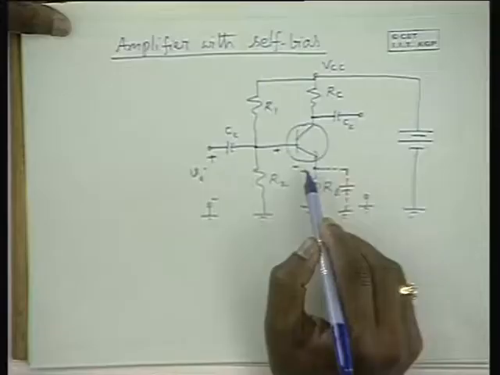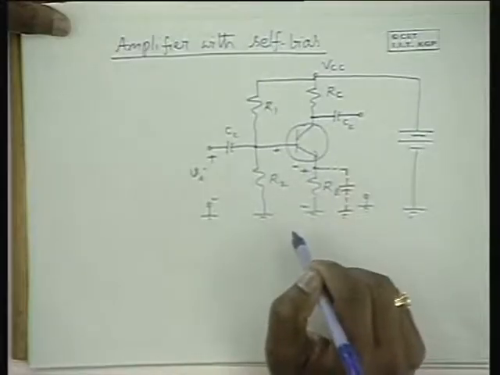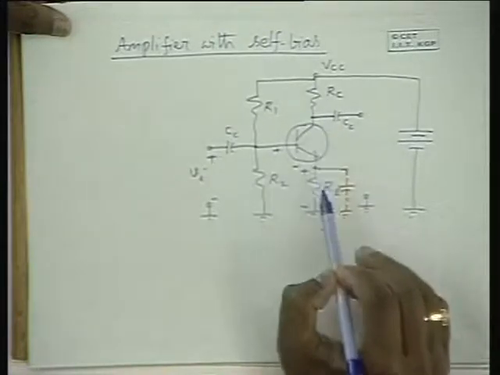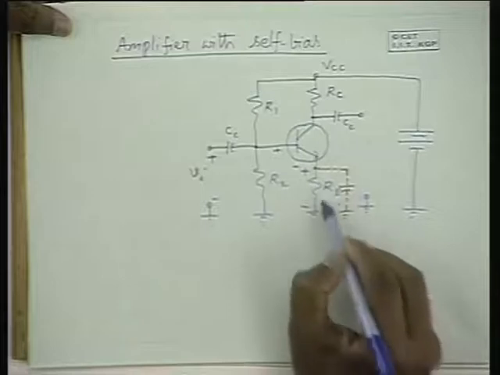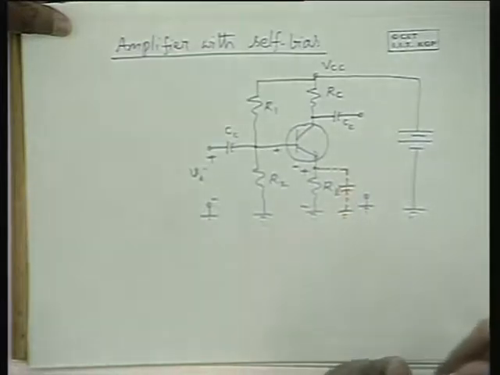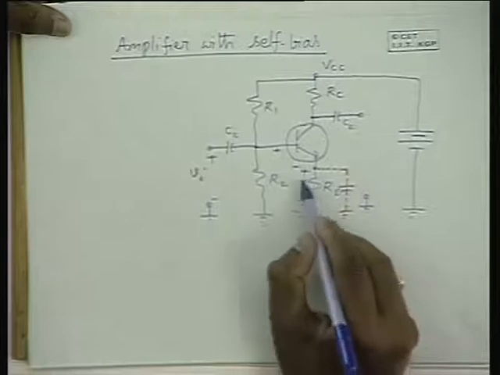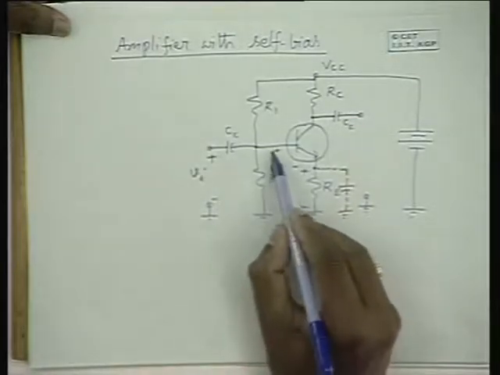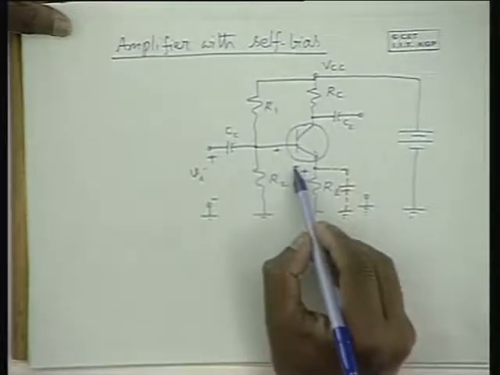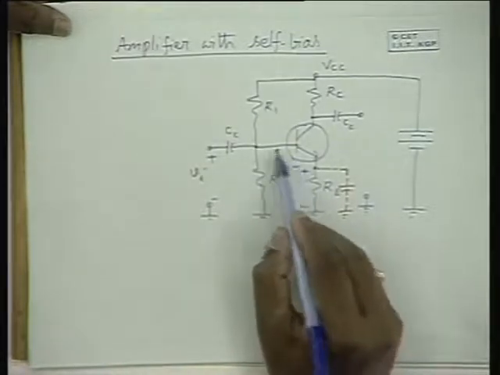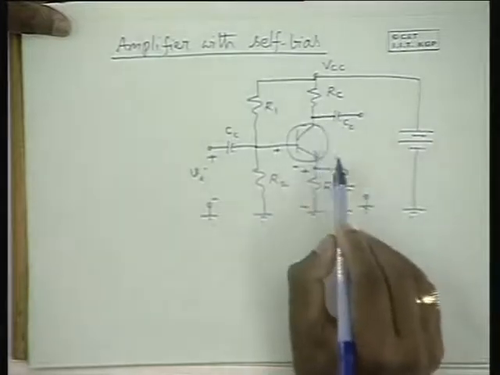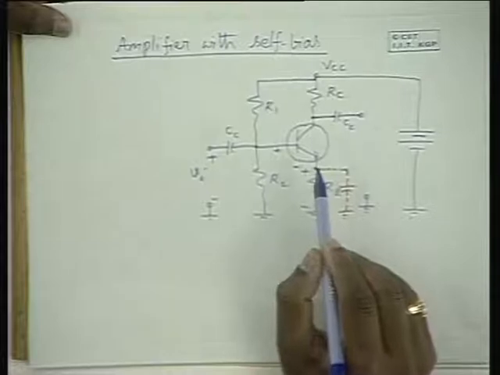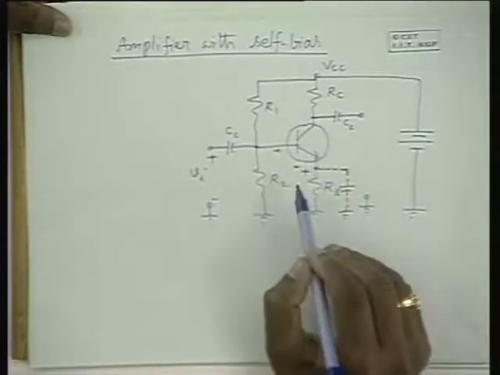And please note that for the same reason, the bias stability is improved. If due to some reason the collector current increases, the voltage drop across RE increases. I am talking about DC current. The voltage drop across this increases, and that reduces the voltage drop between base to emitter junction, and as a result the collector current is reduced. So this was a positive point as far as bias stability is concerned.